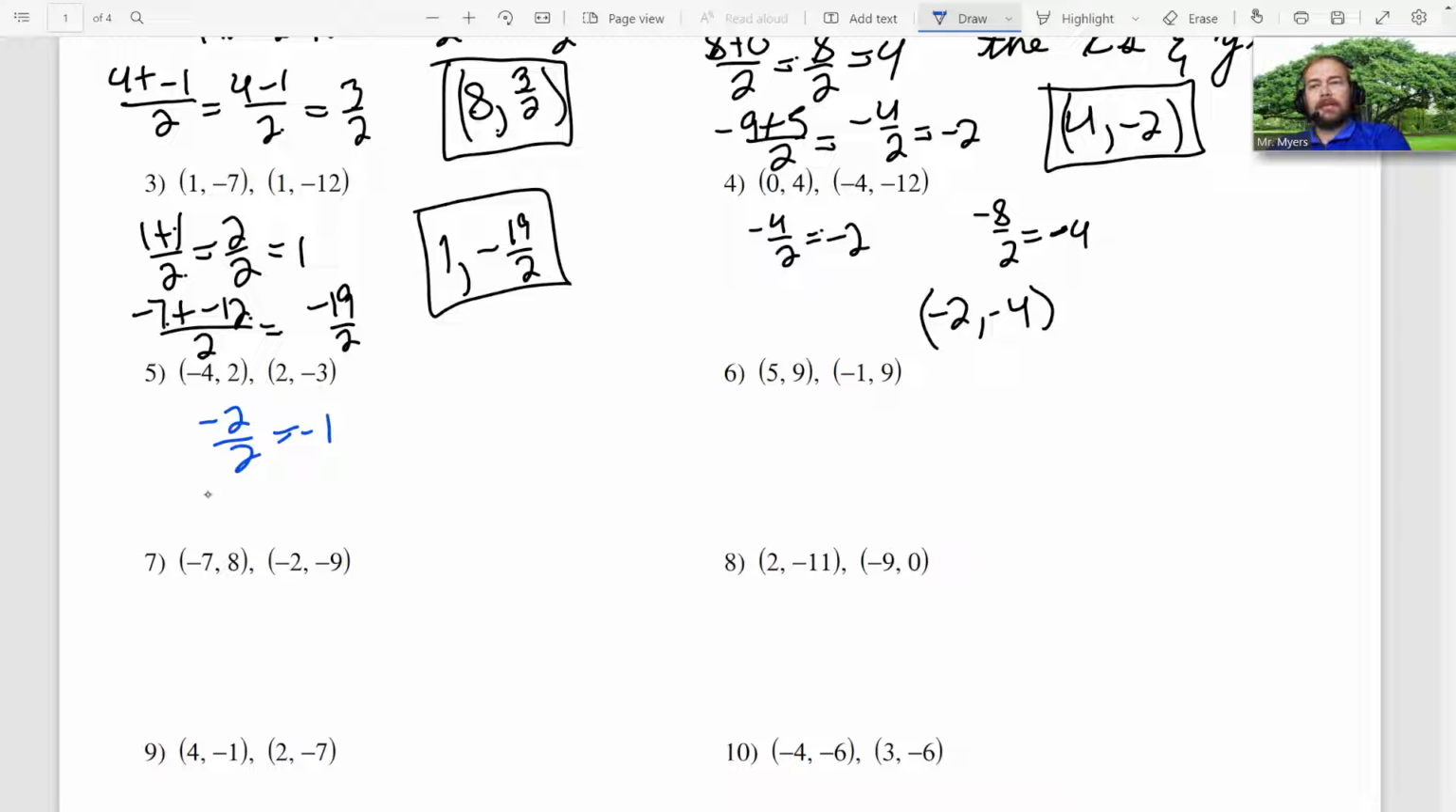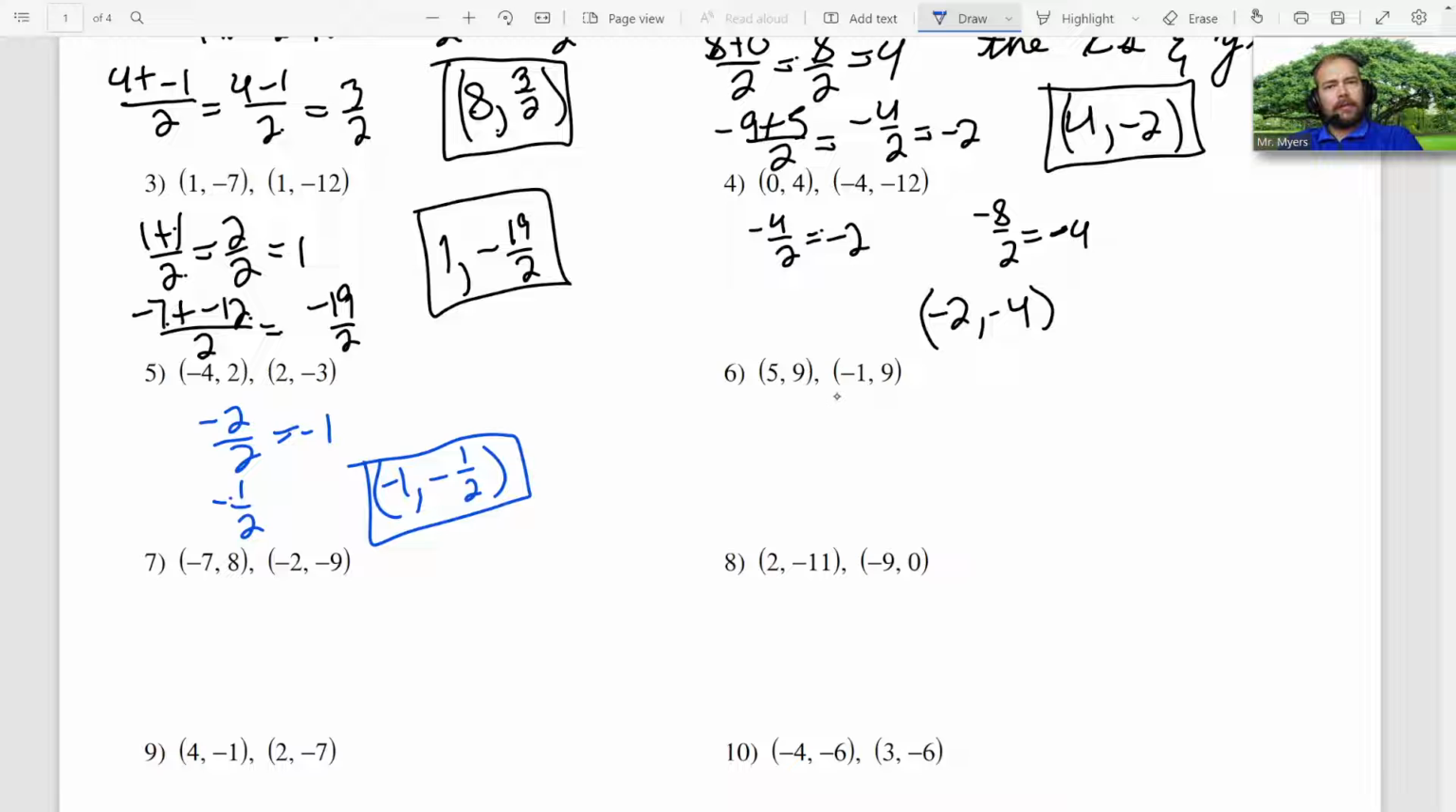Okay, and then 2 minus 3. Oh, I said I was going to do that first step in my head. Brain farting right now. 2 minus 3 is negative 1 over 2. And that's actually as far as you can go with that because it's an odd number, so it won't divide by 2. So negative 1, negative 1/2. And that's the answer. All right, next.